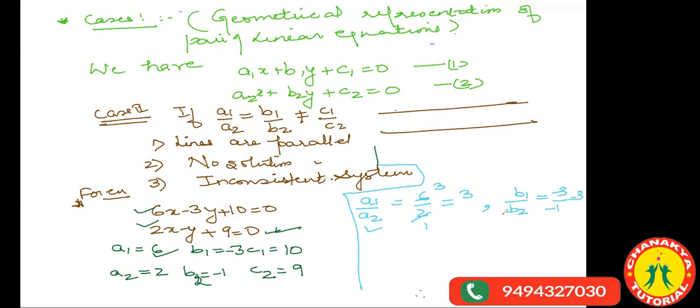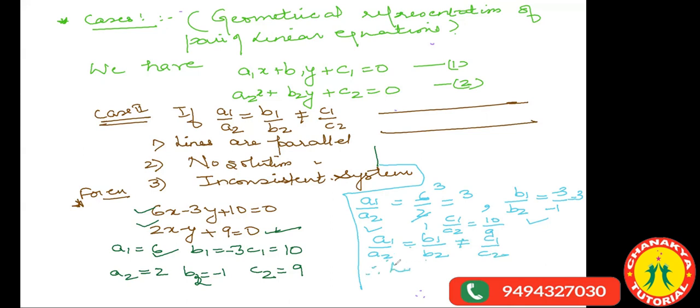So now here children, A1 upon A2 is equal to B1 upon B2. Isn't it? Both are equal now. Yes, ma'am. So both are equal. And find C1 upon C2 fraction also. So it will be 10 by 9. So A1 upon A2 is equal to B1 upon B2, not equal to C1 upon C2.